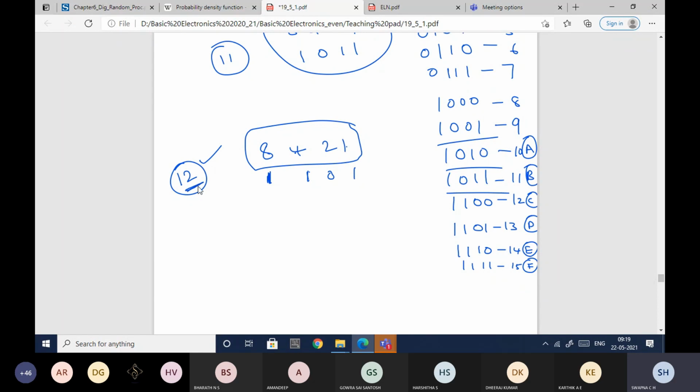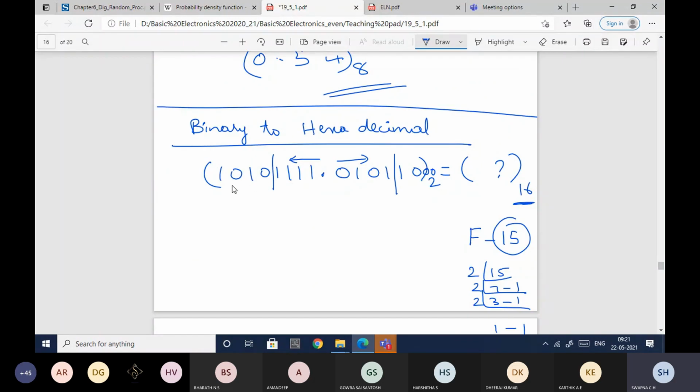It's wrong, right? So I need to get only 12. So how will I get 12? 8 plus 4, 12. So these two can be zeros. Okay, so using that 8421, I need to write what is its equivalent, right?